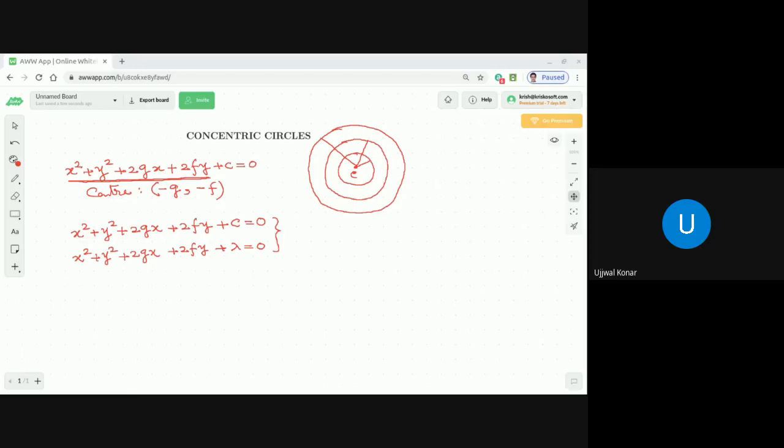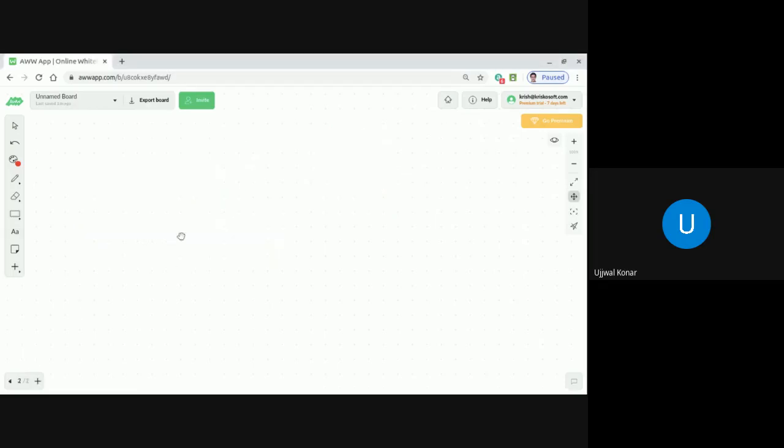Next point I'm going to discuss, dear students, is a circle with center at a point h comma k, suppose, and which touches the axis of x. After that we will discuss when it touches the axis of y. Then we will discuss when it touches both the axes, both x and y axis. So the next point is the circle with center at point h comma k, which touches the axis of x. Let me go to the next page and discuss this.